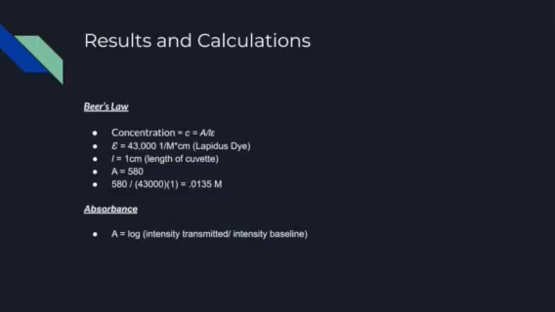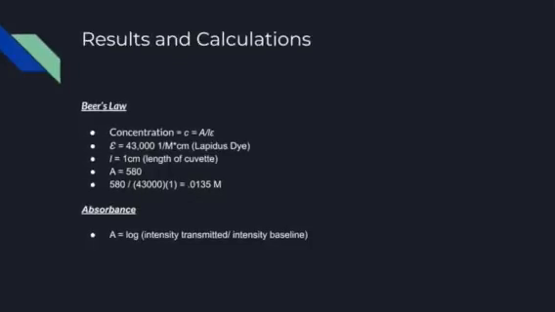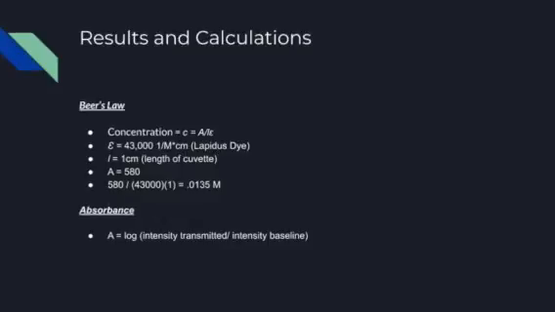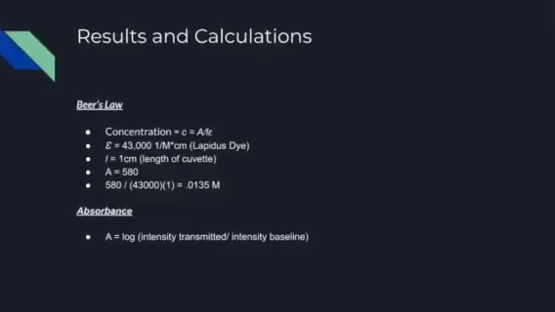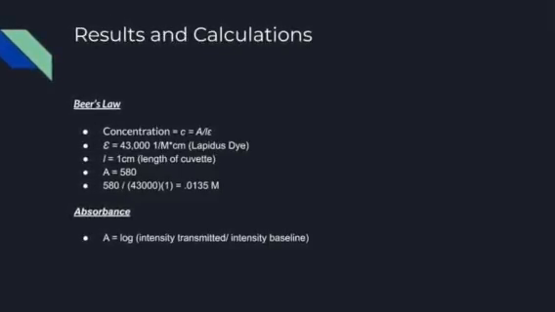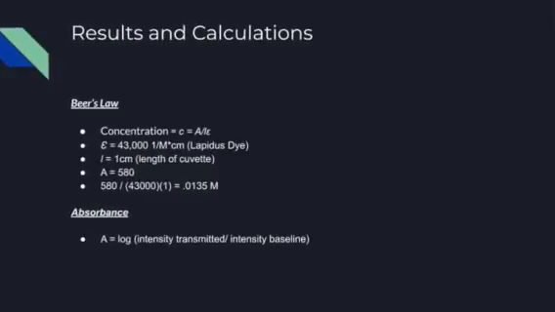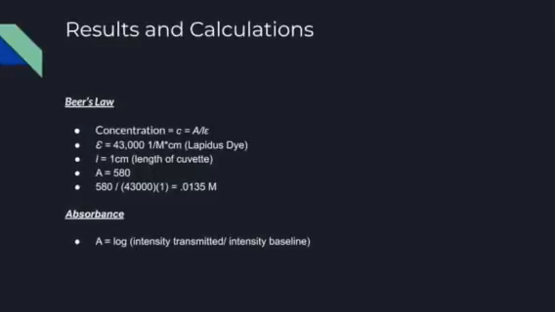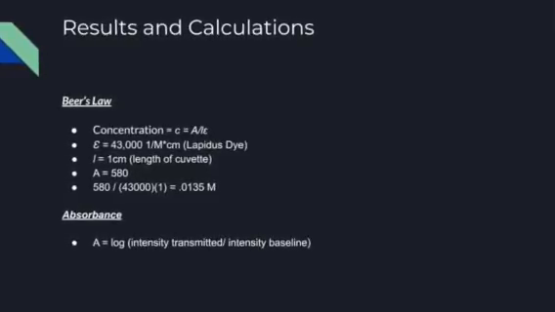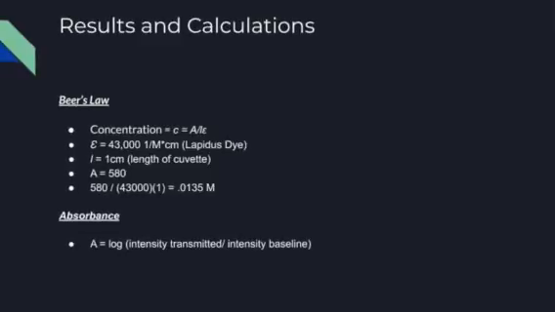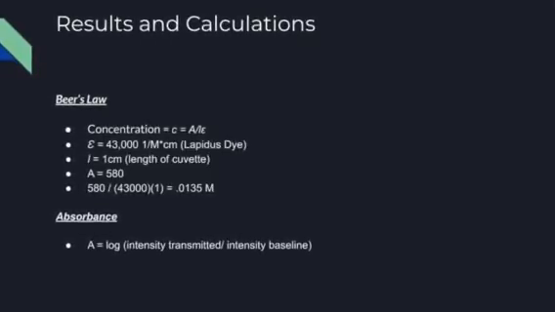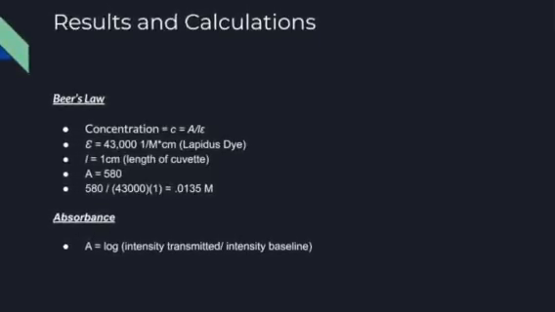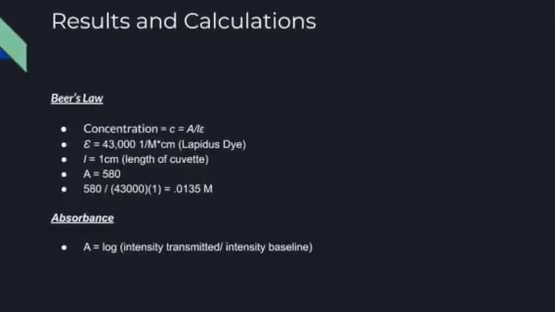For our calculations, we use Beer's law, which states that the concentration equals the absorbance over the length of the path traveled by light times the absorptivity constant. And this constant equaled 43,000, which we found from the Lapidus dye was a known value. Then the length of path traveled is 1 centimeter, which is just the length of the cuvette. And the absorbance was 580 taken from our graph. Doing the calculations, we got 0.0135 molar. And then the absorbance, as I said before, was the log of the intensity transmitted over the intensity of the baseline.